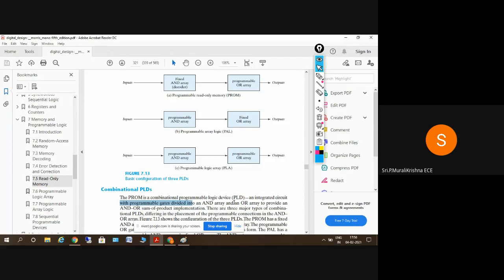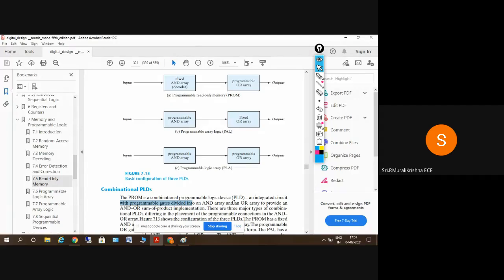We'll be having a set of AND array and a set of OR array in the case of the PLDs. PROM is also called a PLD. So PROM is a combinational PLD, and based on the arrangement of the AND array and OR array, we can divide these PLDs into three kinds. Whatever ROM we are using is called PROM, a combinational programmable logic device, and the PLD will have some AND array and OR array. Based on that arrangement, the PLDs are divided.